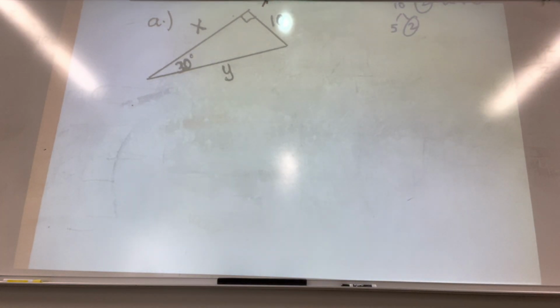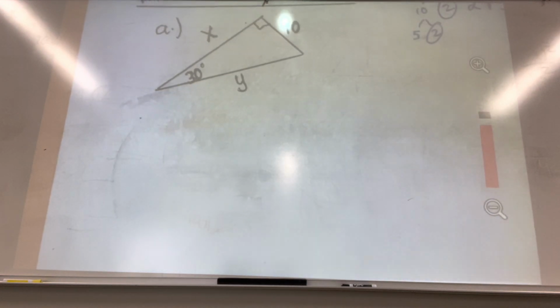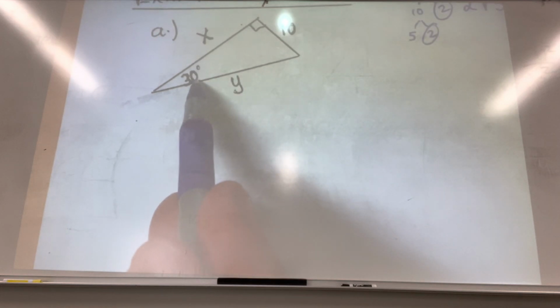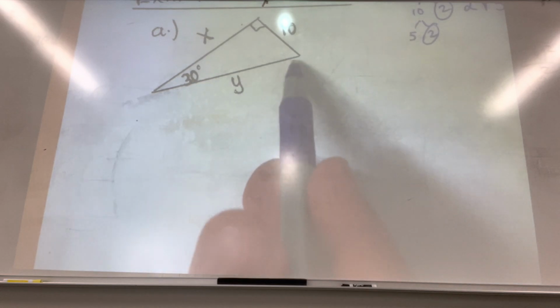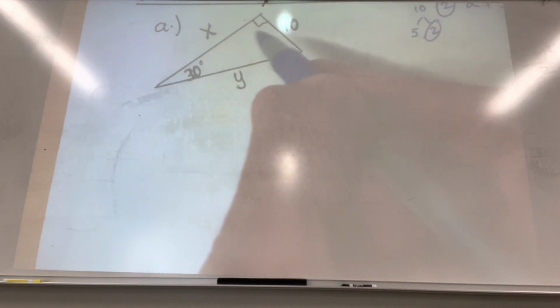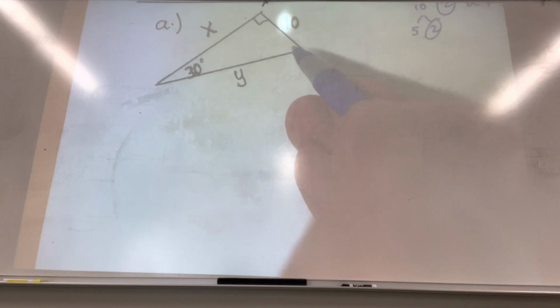So let's take a look at the first one. Melanie, is that a 45-45 or a 30-60? And how do you know that it's a 30-60? Yeah, because there is a 30 as a what? Angle, right? We have an angle that is 30. 30, 60, 90. So we have a 30, 90. What can I put here on the missing one? 60.